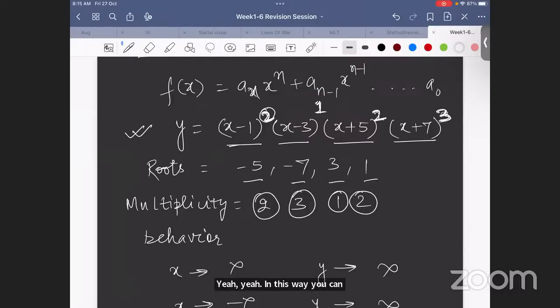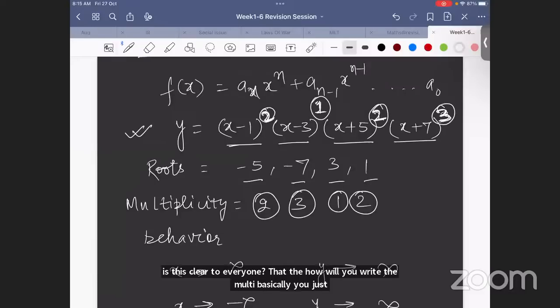We are getting 3, 7, minus 7. Correct. Is this clear to everyone? How will you write the multiplicity? Basically, you just write the power at that root. What is the power at that root?